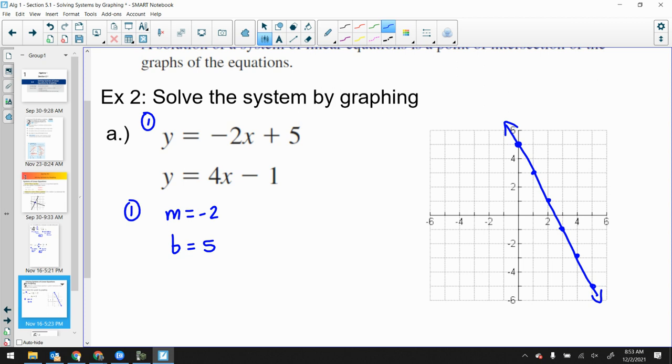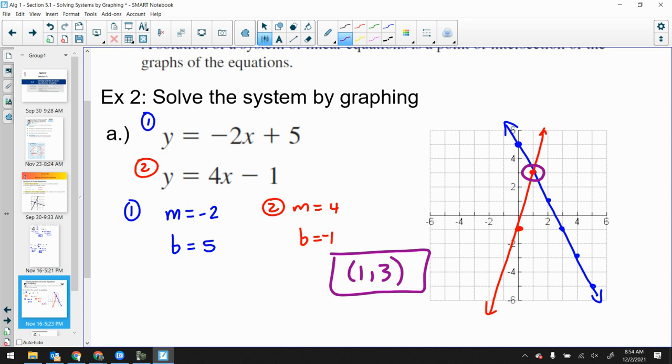And let's take our second line here. I'll put it in red. The m is 4. The b is negative 1. So we plot the negative 1 and we go slope 4. Rise 4, run 1. And look at that. And as soon as you see where the intersection point is, you don't have to make any more points. You just graph your line through it. And then you say the solution to the system is 1, 3. That's my answer.